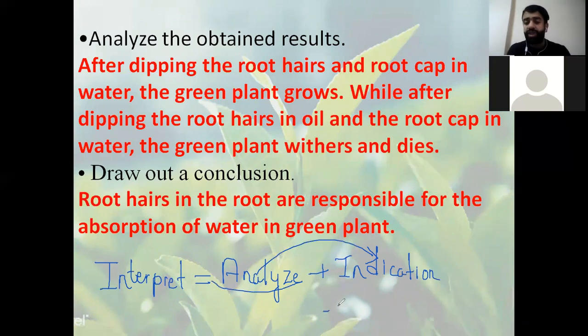And this indication always and always should be specific for the experiment. It should be specific for the experiment. This is the difference between indication and conclusion. Conclusion will be in general. However, indication should be specific.